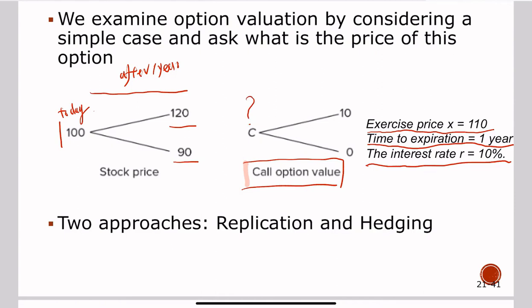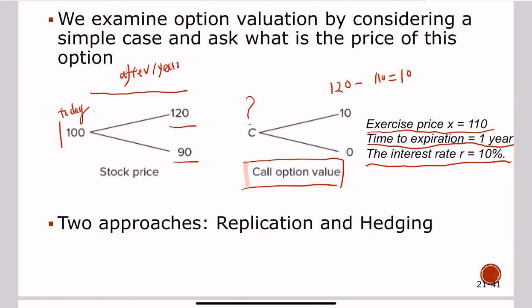Obviously, you can see that if the stock price is 120, the call will give you a payoff of 120 minus the exercise price, which is 10. If the stock price is 90, you will not exercise the call. So the call is out of the money and the payoff is just 0, right? Now that's the basic numbers we have here.